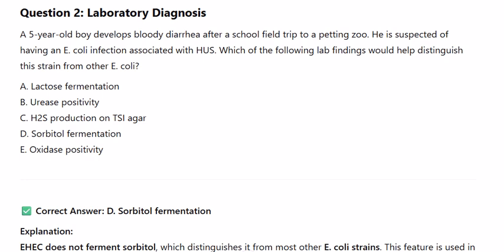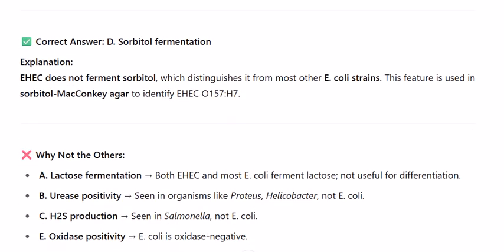Correct answer, D. Sorbitol fermentation. Explanation. EHEC does not ferment sorbitol, which distinguishes it from most other E. coli strains. This feature is used in sorbitol MacConkey agar to identify EHEC O157:H7.